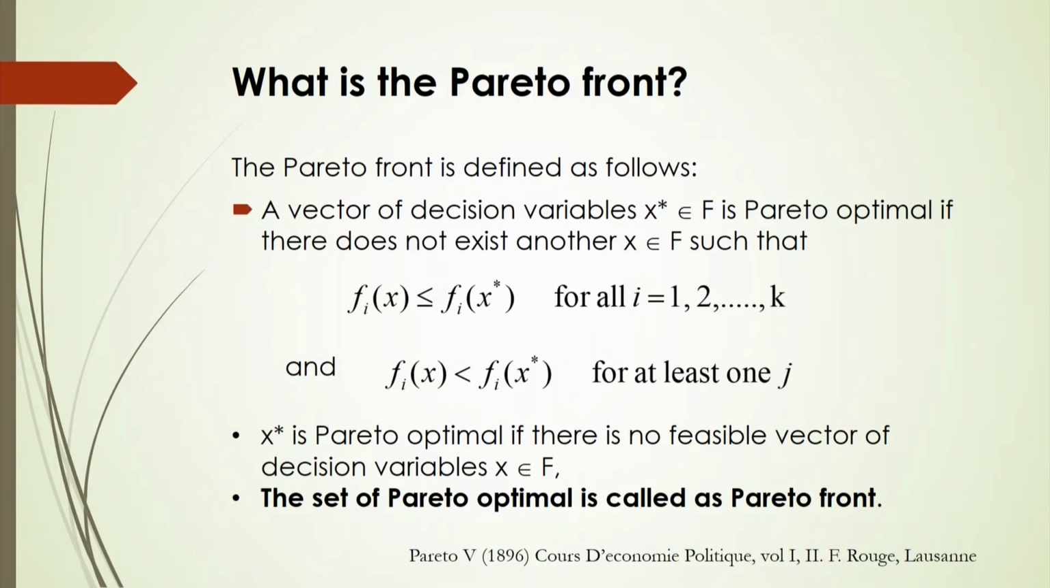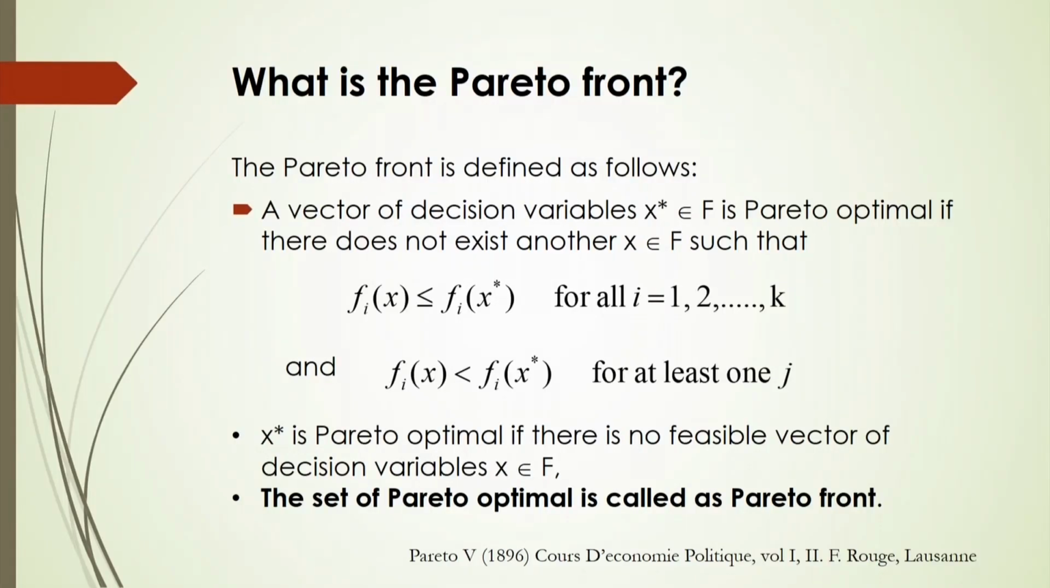A Pareto front is defined as a vector of decision variables x* which belongs to the feasible set. It is called Pareto optimal if there does not exist another x in the set such that φ(x) is less than or equal to φ(x*). Here, as shown in the slide, the Pareto condition is that φ(x*) should be greater than or equal to φ(x), where it is asked whether another x exists or not.